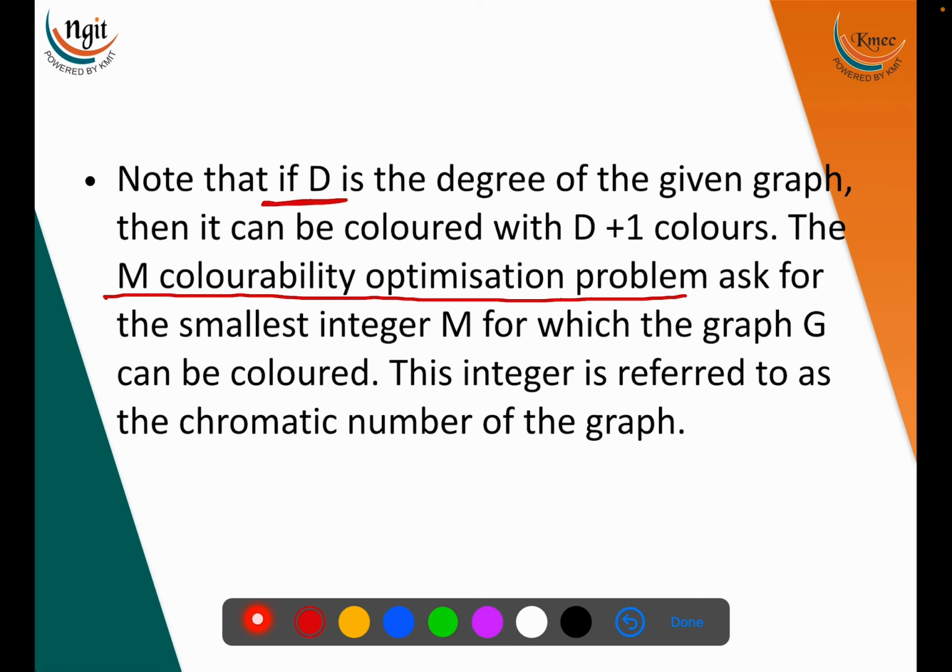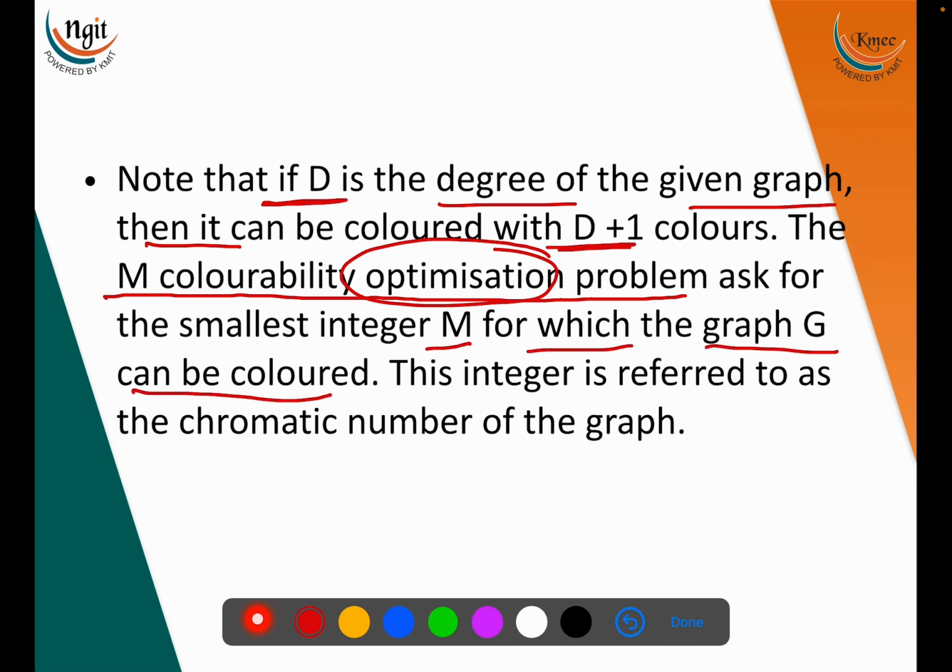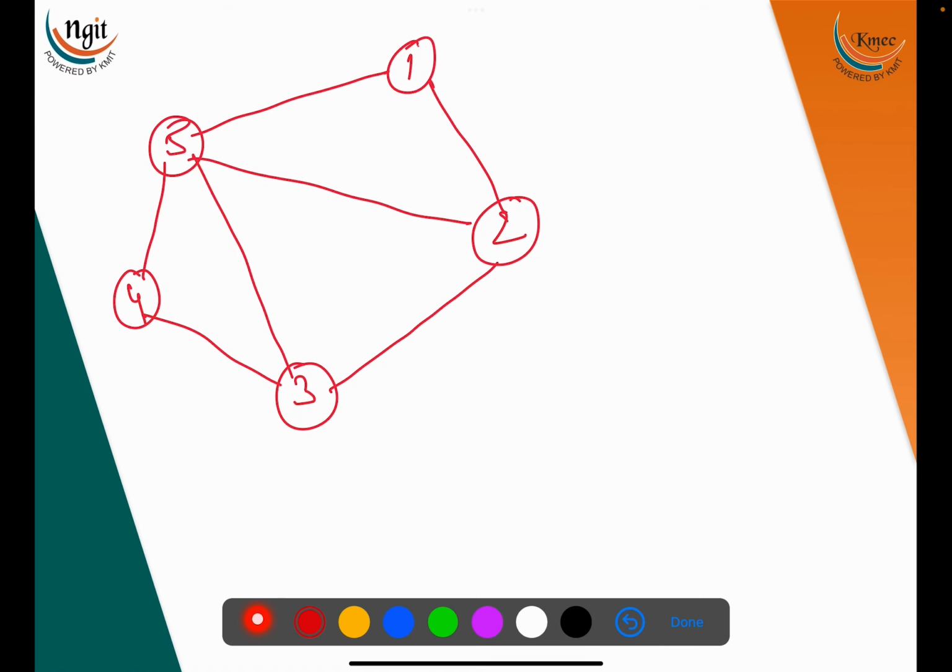Note that if D is the degree of the given graph, then it can be colored with D plus 1 colors. The M colorability optimization problem asks for the smallest integer M for which the graph G can be colored. This integer is referred to as the chromatic number of the graph. So how many possible solutions will we get? Once you fill the colors in the graph such that you don't have the same color for adjacent vertices. Now I'll give an example to understand in a better way.